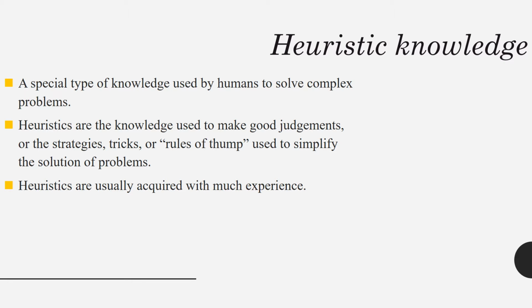Next we can see what is heuristic knowledge. This is a very important definition. Heuristic knowledge is a special type of knowledge used by humans to solve complex problems. They are knowledge used to make good judgments, or strategies, or tricks, or rules of thumb used to simplify solution of problems. Heuristics are usually acquired with much experience. That means heuristic knowledge is a special type of knowledge which we commonly employ for solving complex problems.